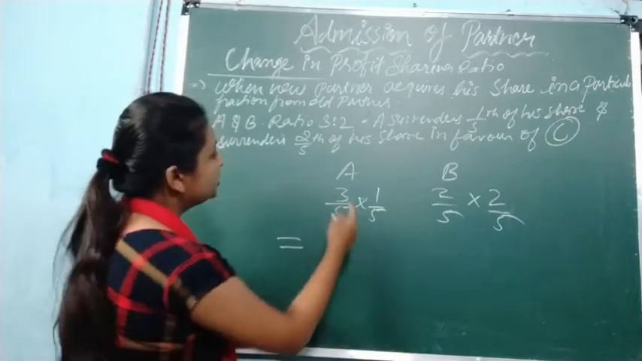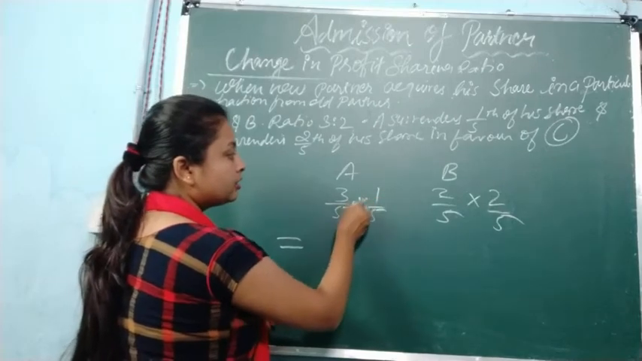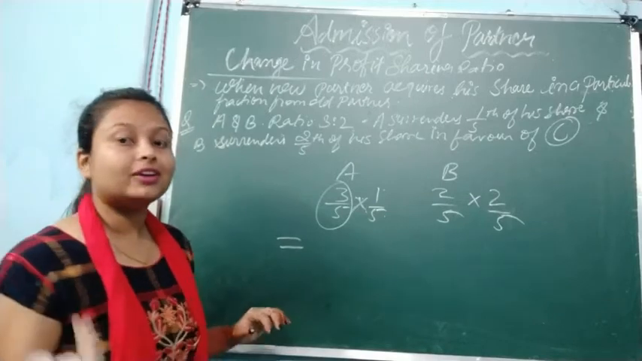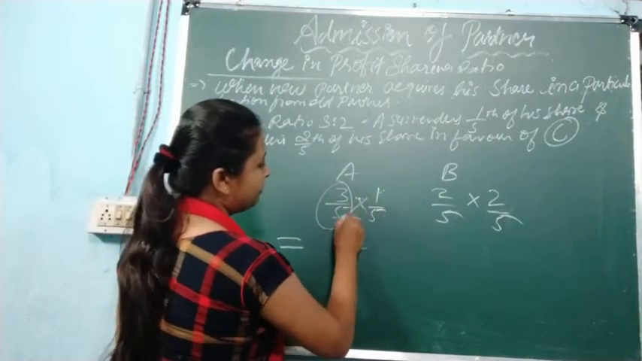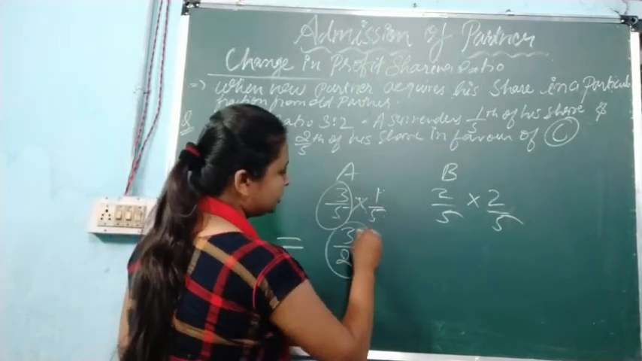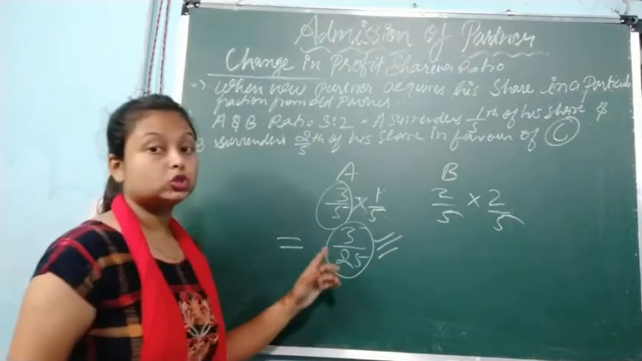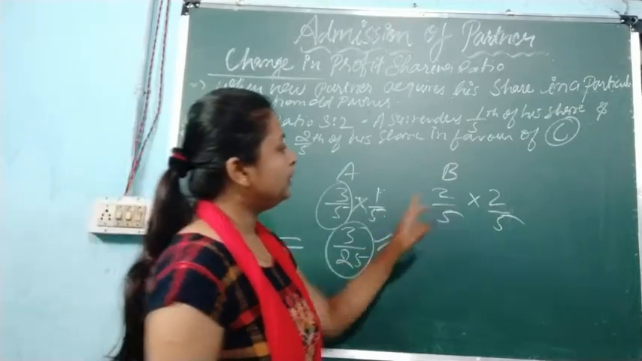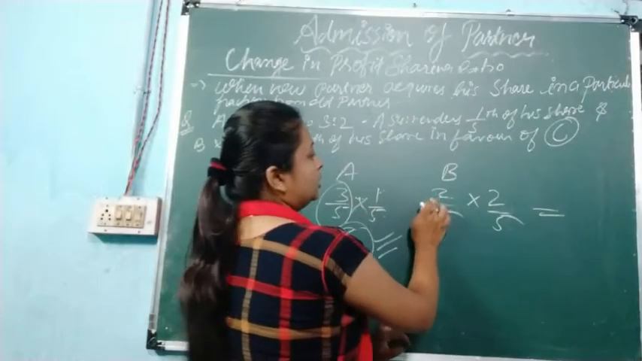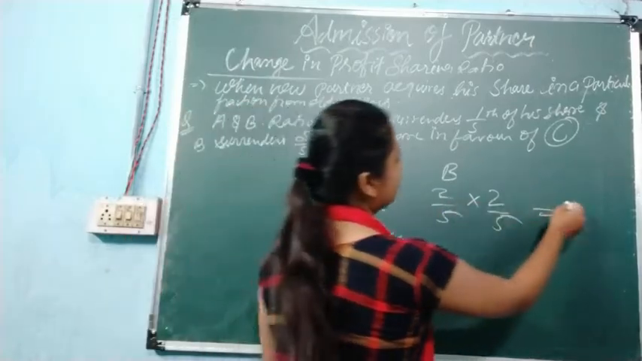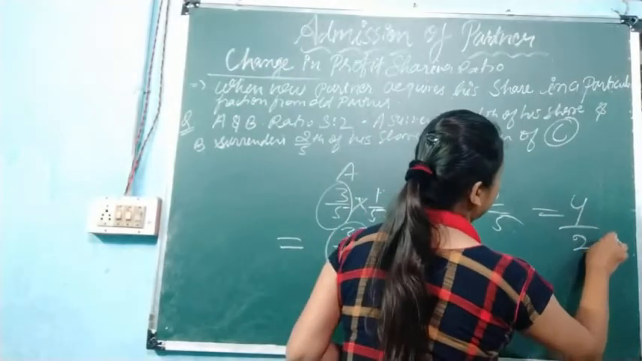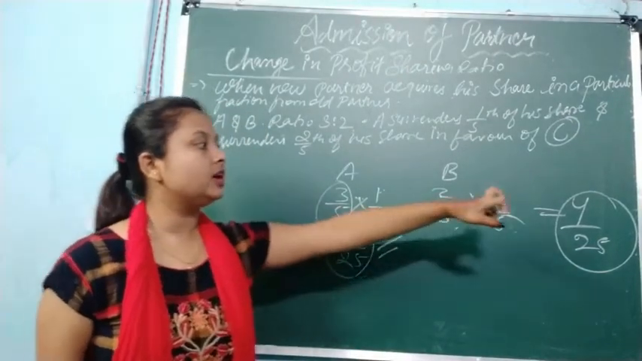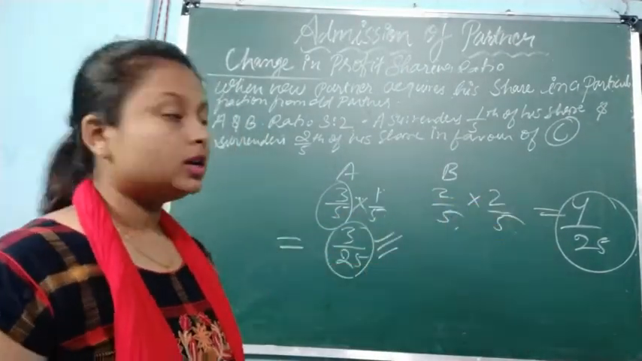Okay, so 3/5 is the old share, and 1/5 of 3/5 will be how much? 3 times 1 is 3, 5 times 5 is 25. He will give 3/25 from his share. And how much will B give? 2 times 2 is 4, 5 times 5 is 25. So A gives 3/25 and B gives 4/25. Now this is the share.